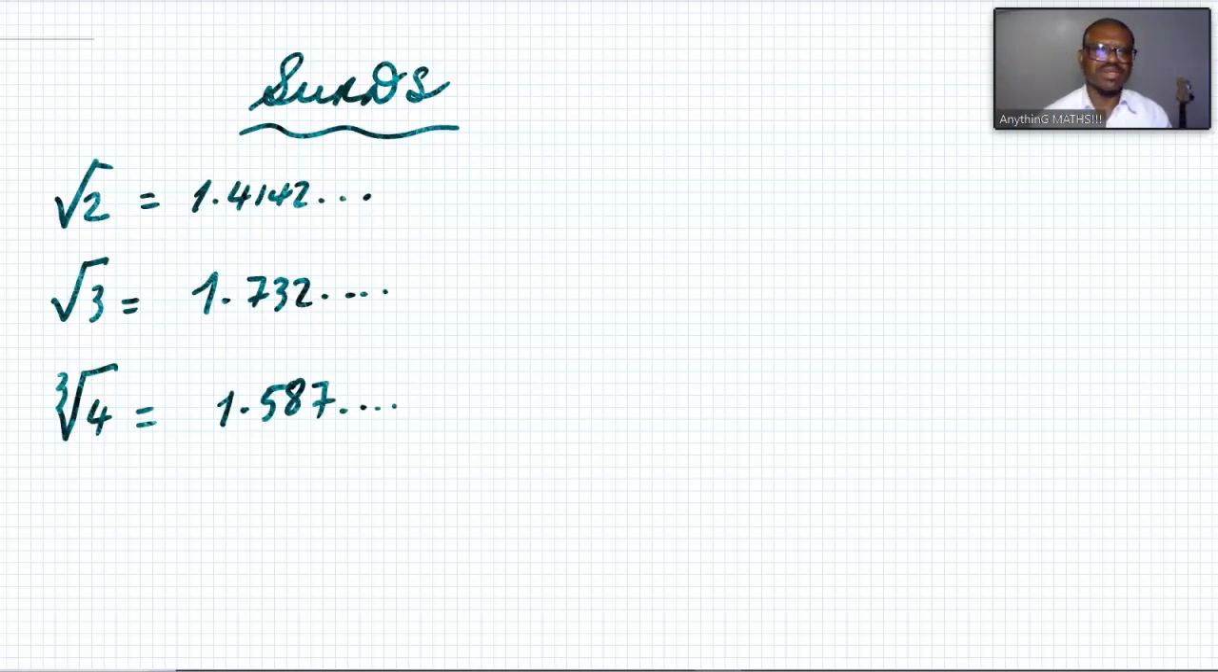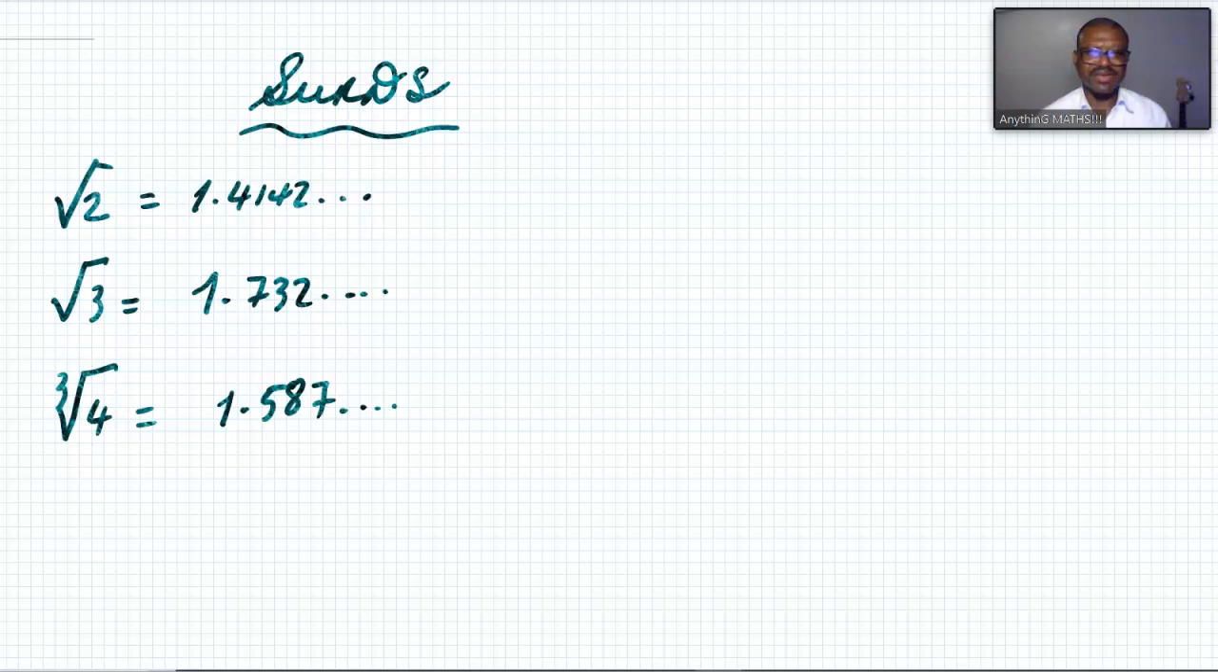So this is the most important point. If you take a root of a number and you don't get a whole number, then that root of that number is a surd. So root 2 is a surd because the answer is not a whole number. Root 3 is a surd because the answer is not a whole number. The cubic root of 4 is a surd because the answer is not a whole number.